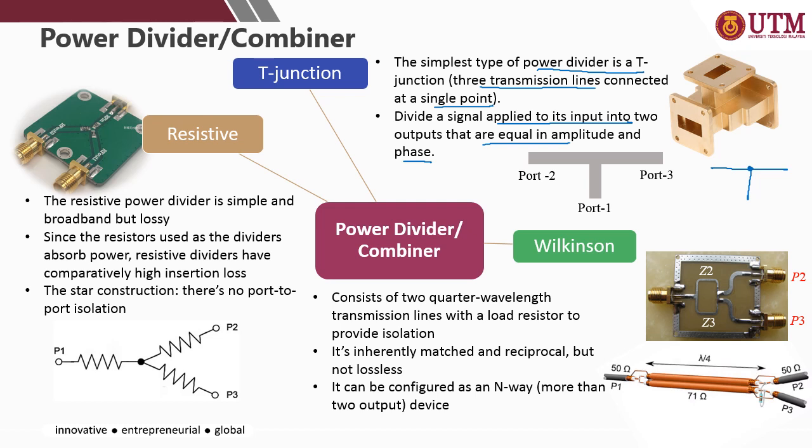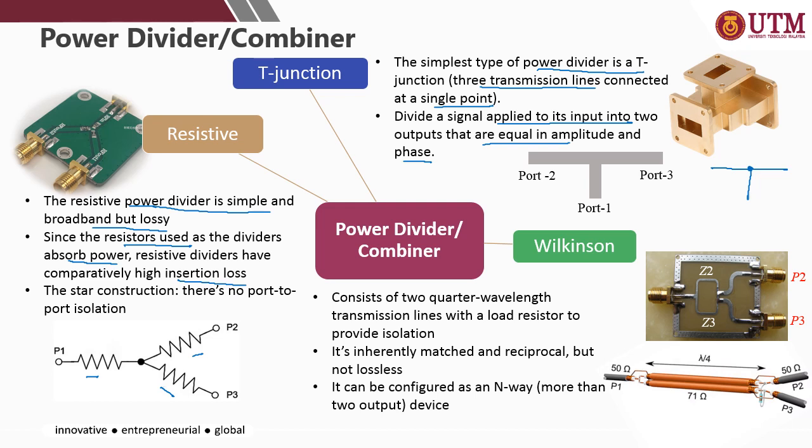Right, the second one is the resistive power divider. It is more or less the same as the T-junction, but it is an improved version of the T-junction power divider, in which three resistors, R1, 2, and 3, are included at each transmission line in order to improve the isolation. The design is simple but lossy due to the inclusion of the resistors, because there is usually power loss across the resistors as the resistors absorb power. So this will lead to higher insertion loss as well.